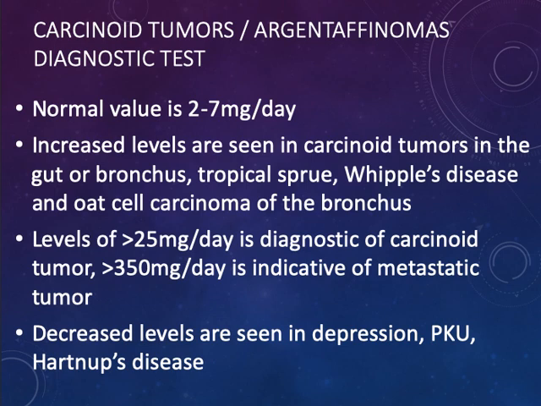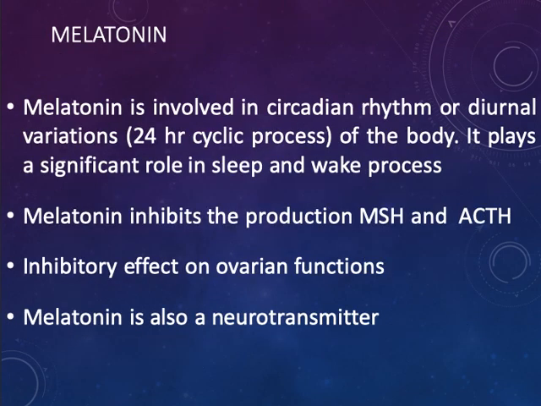Next we'll go on to the functions of melatonin. Melatonin is involved in circadian rhythm or the diurnal variation, that is the 24-hour cyclic process of the body, and plays an important role in the sleep and wake pattern of a person. Melatonin inhibits the production of melanocyte stimulating hormone and the adrenocorticotropic hormone. It also has an inhibitory effect on the ovarian function. Melatonin is also a neurotransmitter.